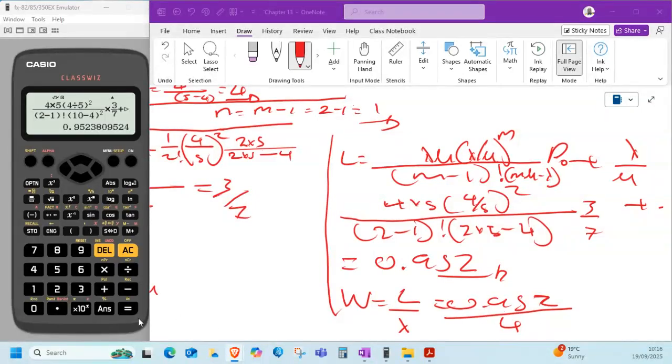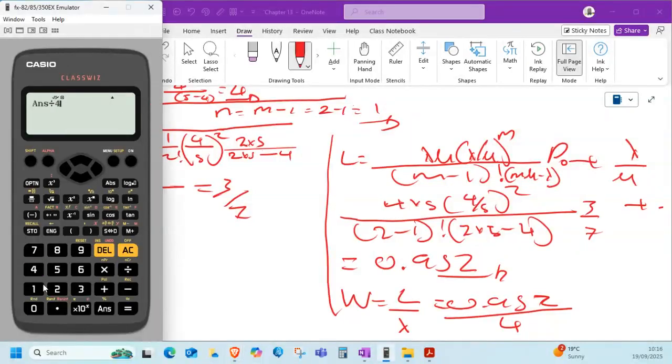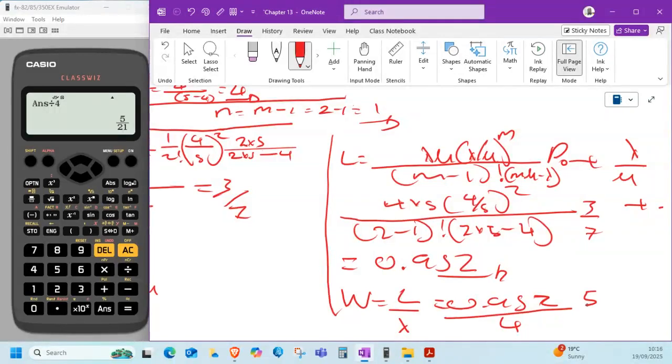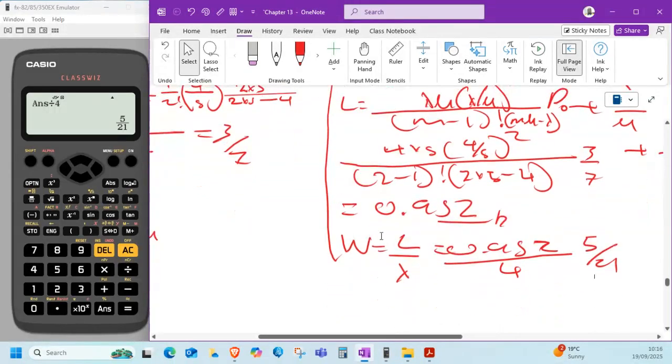Then that answer divided by 4, which is your divide by 4, then you get 5 over 21. 5 over 21. Now we're going to look for LQ from there.